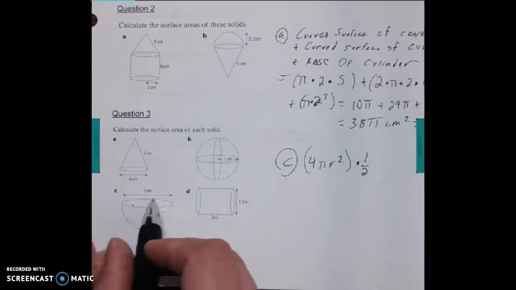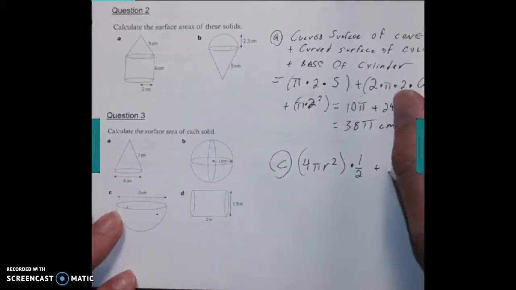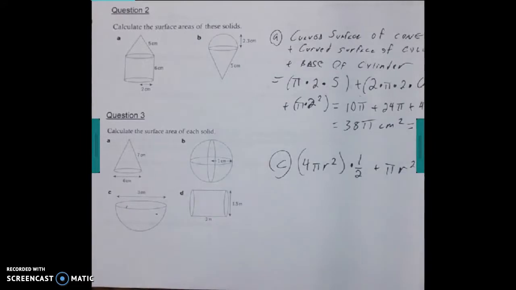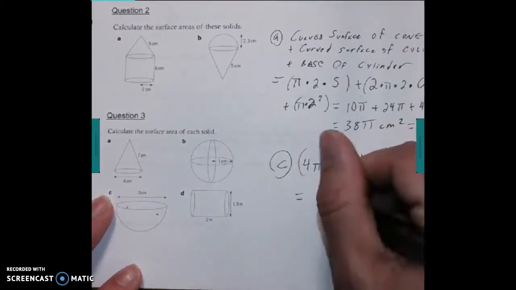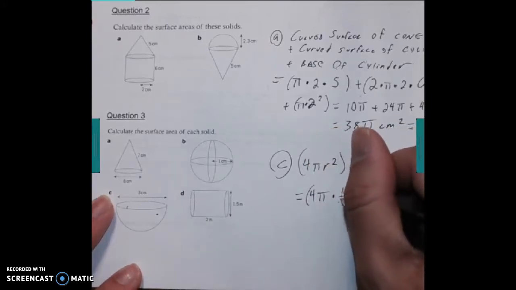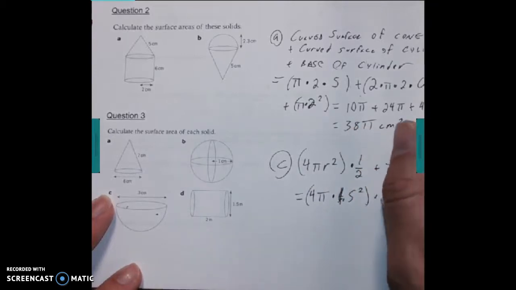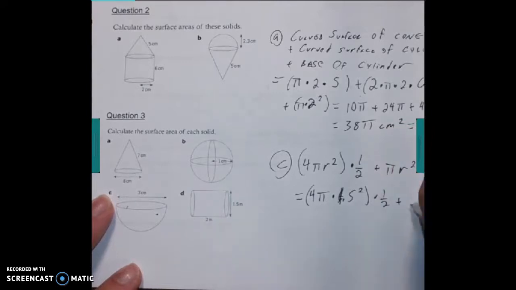But then we also have the base of this thing, which is a circle. So I'd have to do pi r squared for that one. So the only thing I really need to know about that sphere is the radius. And the radius is half of 3, which is 1.5. So I would do 4 times pi times 1.5 squared, and I just want half of that because I've just got half the sphere, plus pi times 1.5 squared.